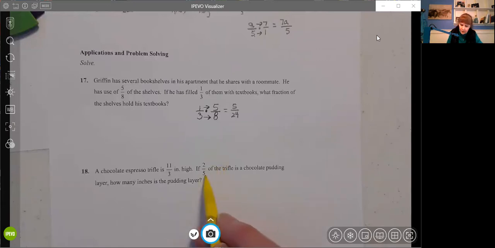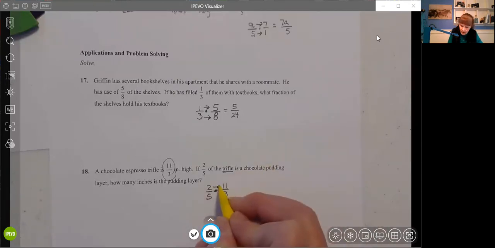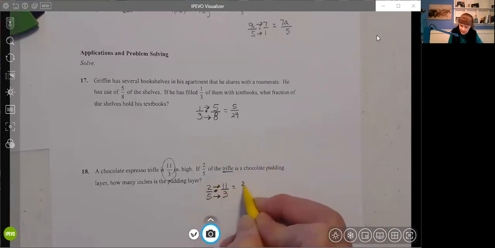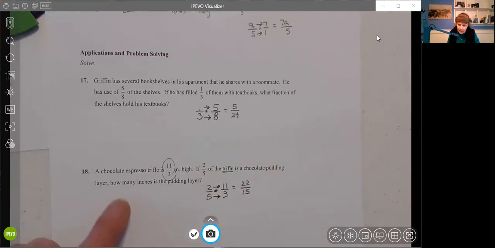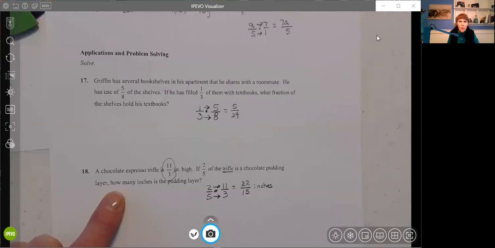Well, the pudding layer is 2/5 of the trifle, which is this. So we're going to take 2/5 of the trifle, which is 1 1/3, and we'll multiply straight across. And we'll leave it as 22 over 15. Now this one right here, the units would be inches. And on the one before, it would be bookshelves.